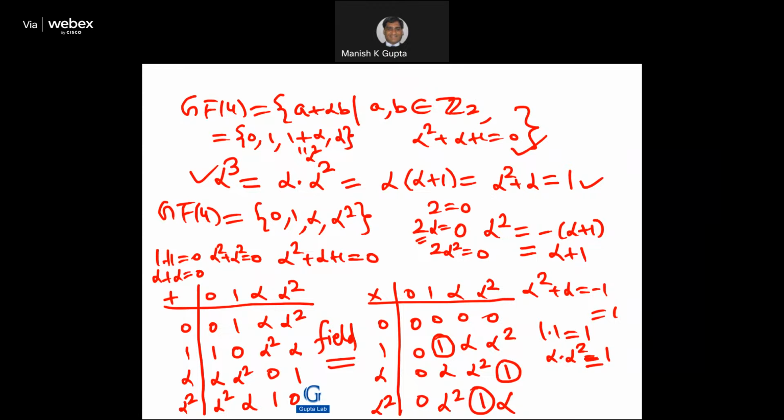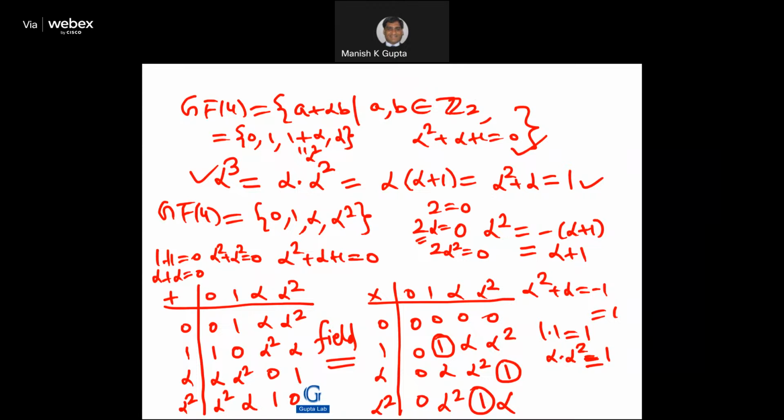Now alpha square plus alpha is the same thing as 1, because alpha square plus alpha plus 1 is equal to 0. So that means alpha square plus alpha is equal to minus 1, and minus 1 is the same thing as plus 1, right? So we have alpha cube is equal to 1. Another important thing: anything twice is 0. So 2 times alpha is 0, 2 times alpha square is 0, because modulo 2, everything will be 0. The coefficients are in Z2. We need to remember always, whenever we are working with these polynomials, the coefficients are in Z2 only, so we need to follow those operations.